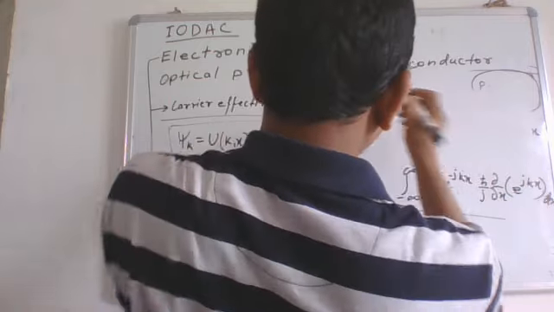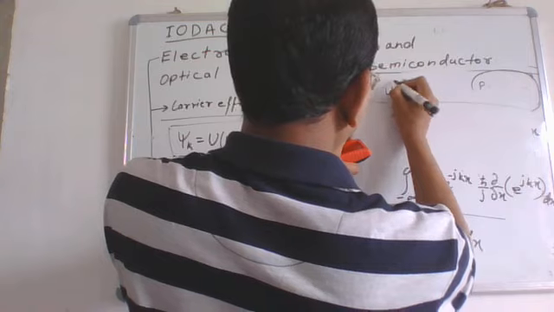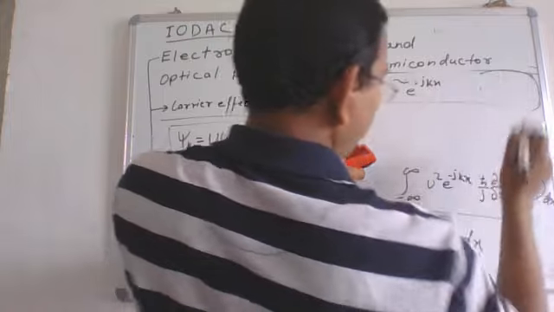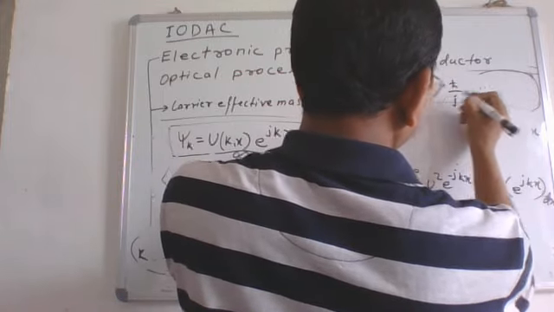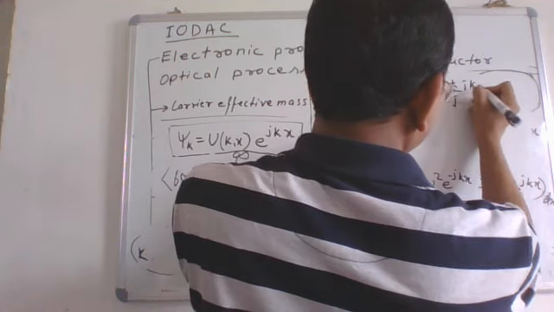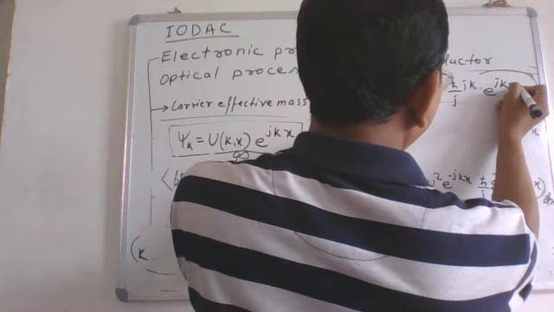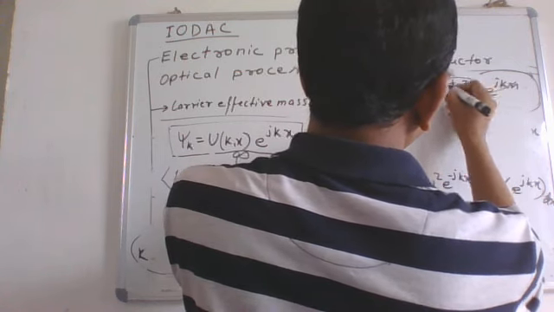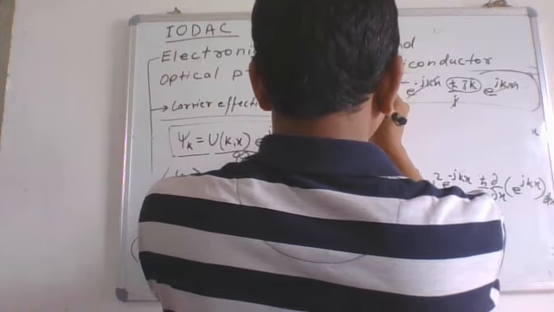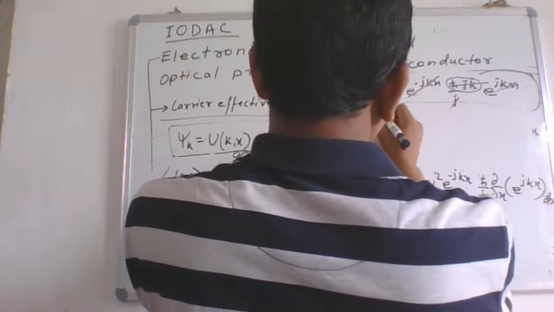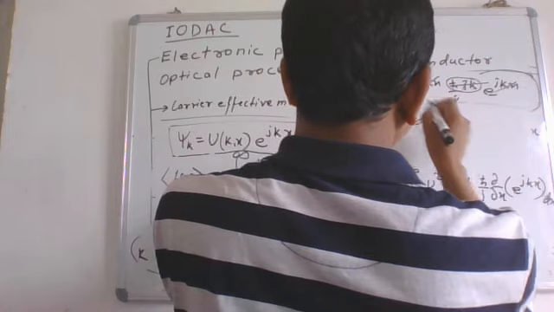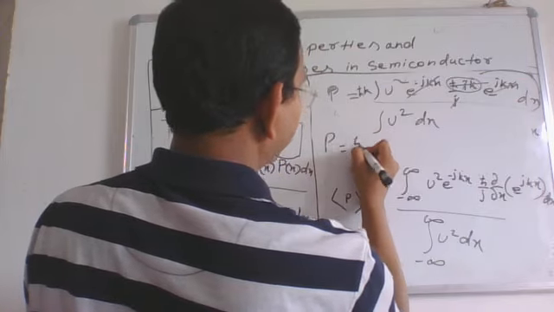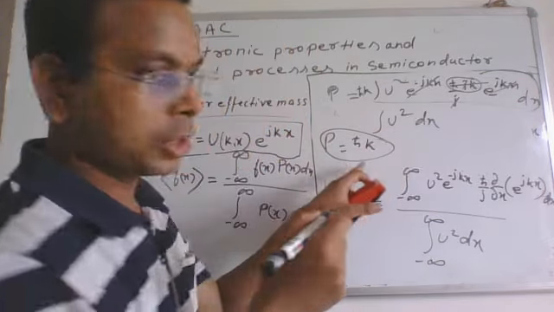So if we write this numerator, we get integration of u square e power minus jkx into h cut by j, and the derivative is j into k into e power jkx. So this term cancels out, and here j cancels out. It remains h cut k, which will come out here, and the denominator is again u square dx. So u square dx cancels out, and we find p is equal to h cut k. So this is the proof that p is equal to h cut k.